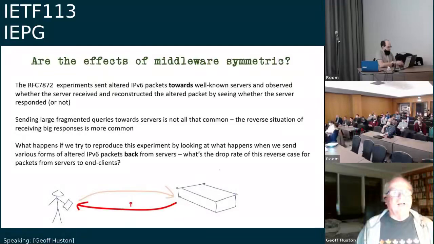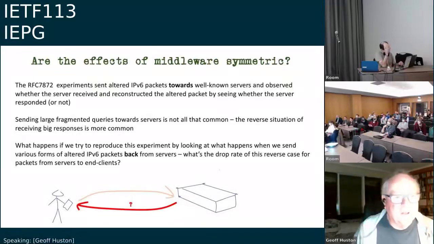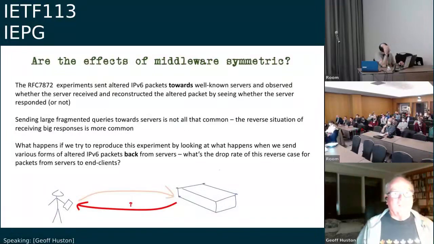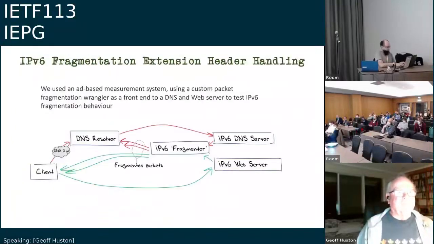Now, this is much harder to actually construct as an experiment because although someone might control the Alexa top 1 million servers, it ain't me. And so trying to get the servers to behave in odd ways is actually more challenging than you think. So what we did was actually try and take conventional servers, DNS and web, and write a packet wrangler, or to be more accurate, a packet mangler, that takes a conventional packet from a DNS server or web server and actually fragments it, and then sends it onward to its destination as a client.